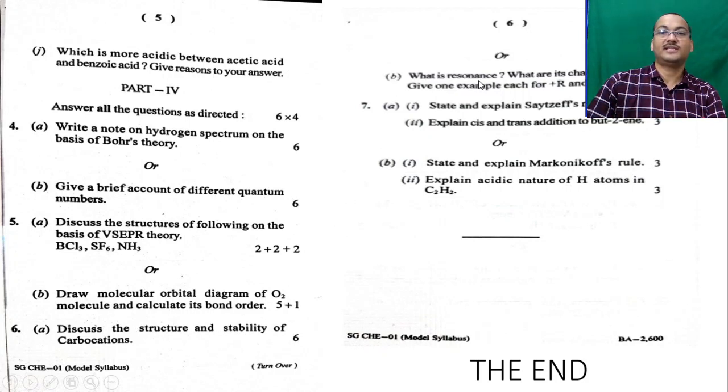Next question, what is resonance? What are its characteristics? Give one example each for +R effect and -R effect. State and explain Saytzeff's rule. Explain cis and trans addition to but-2-ene. Next question, state and explain Markovnikov's rule. Explain acidic nature of hydrogen atom in acetylene. So this is all about the GE paper question for generic students.